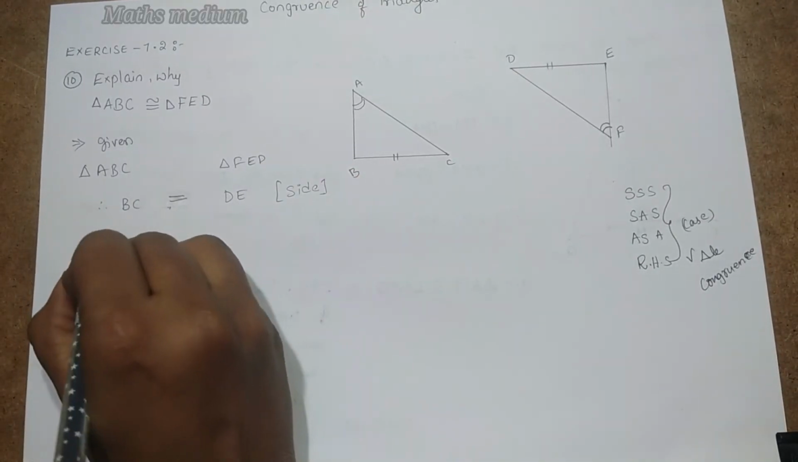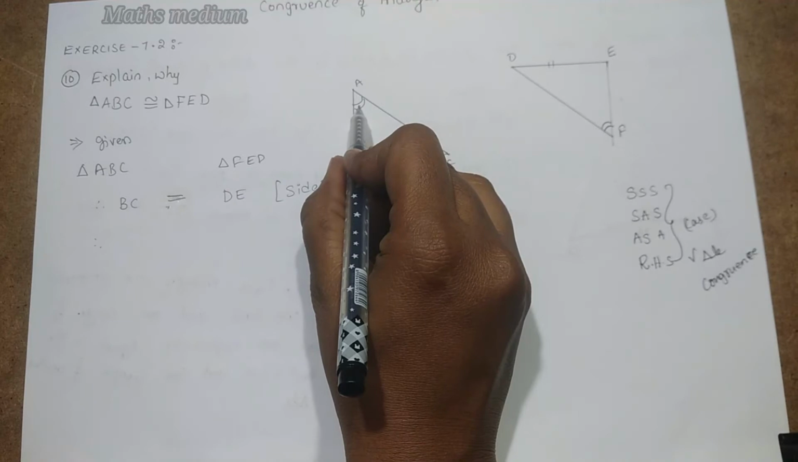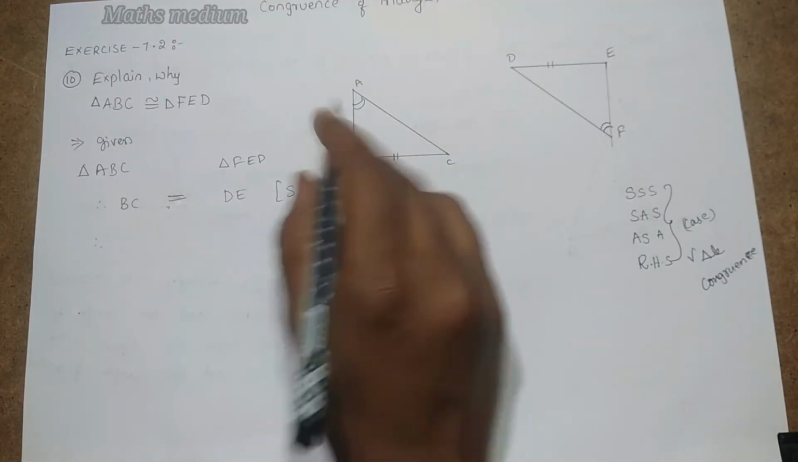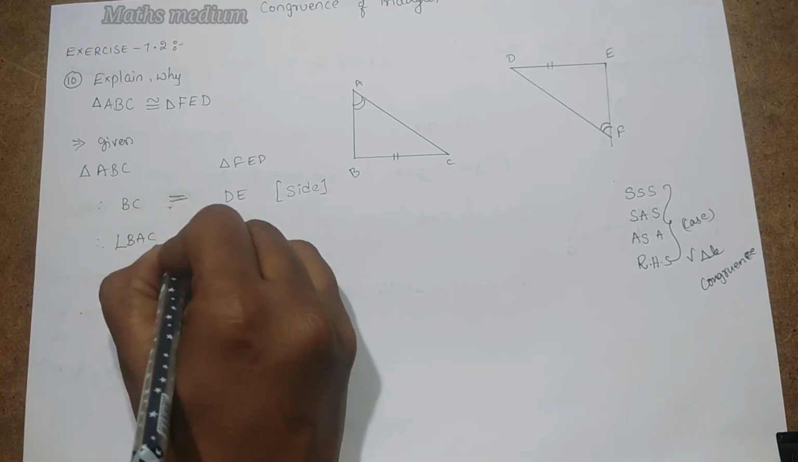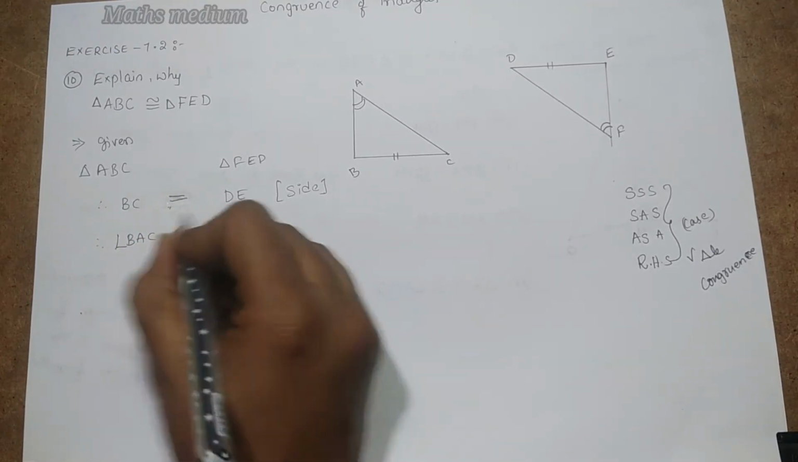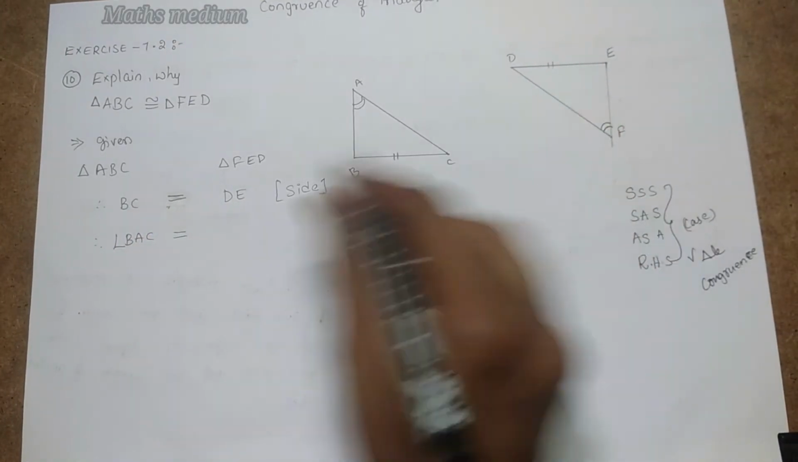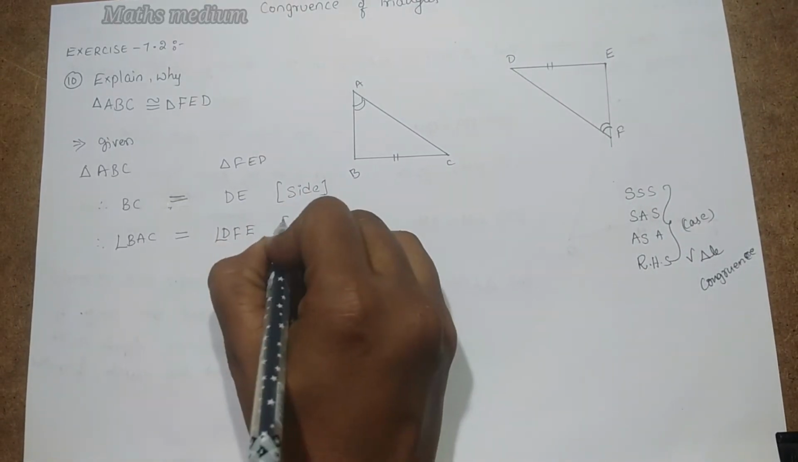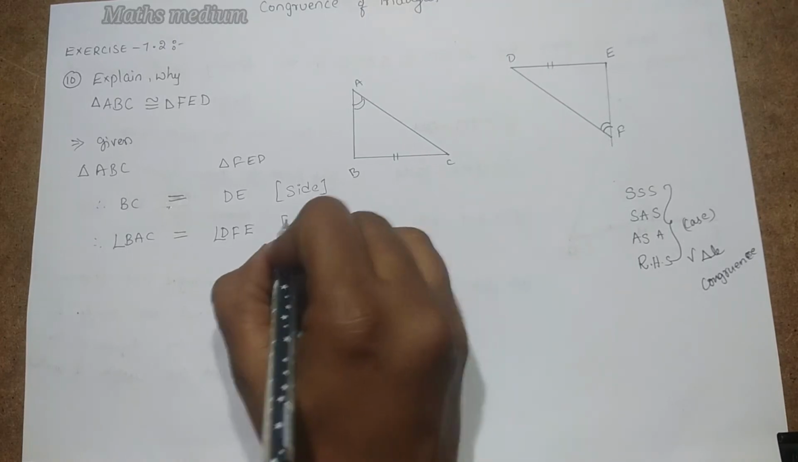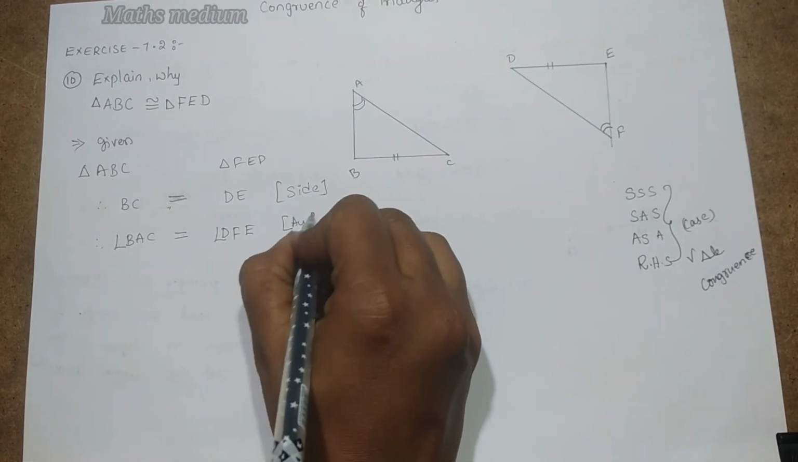Next, here angle. See, this is one angle and this is another angle. Angle BAC is equal to angle DFE. It comes under the angle.